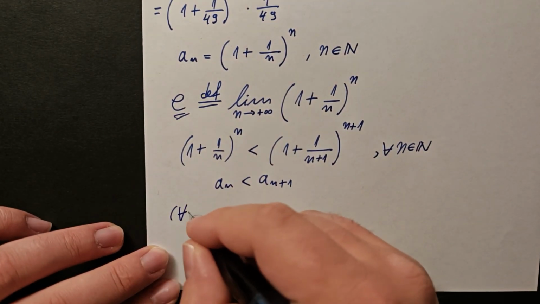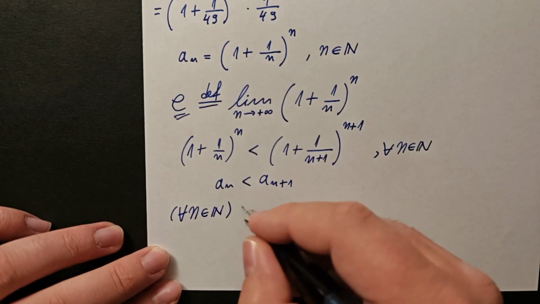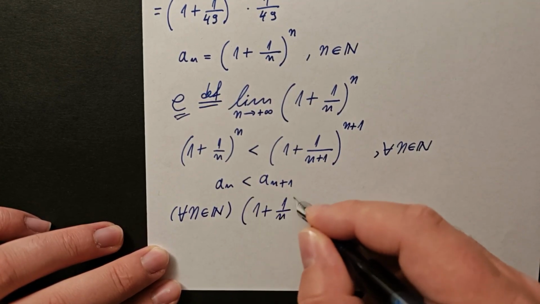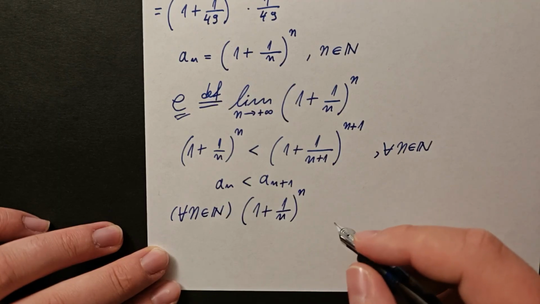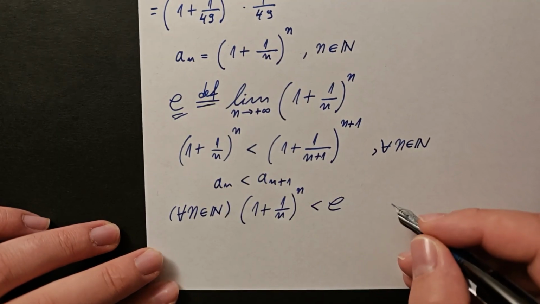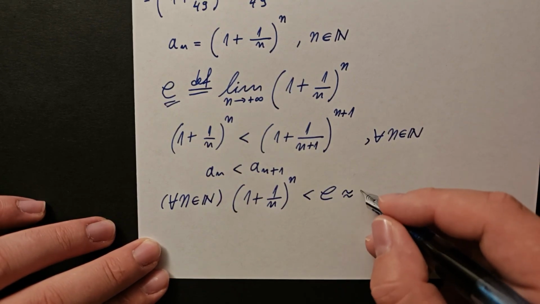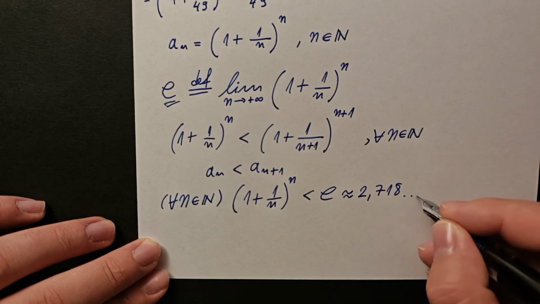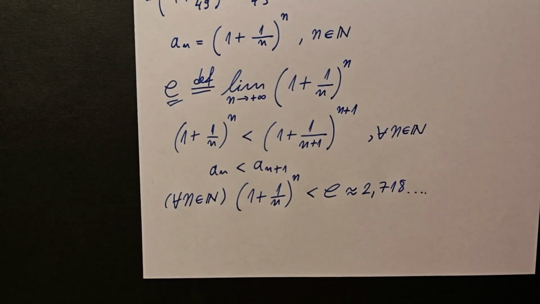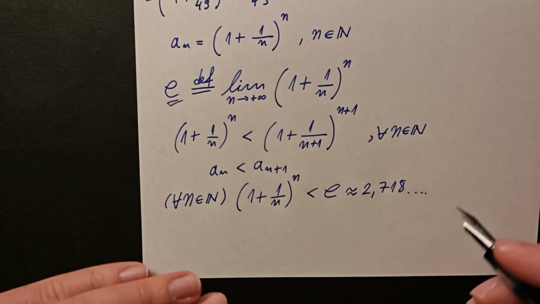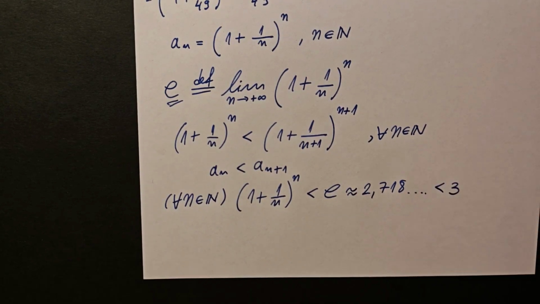So for every natural number n, a general term of this sequence, 1 plus 1 over n raised to the power n, is strictly smaller than e. And approximately this Euler's constant e is 2.718 and so on. It's not that important to us now which decimals come after, but the key point is that this e is strictly smaller than 3. That's enough talk about this sequence and number e. Let's return to our problem.